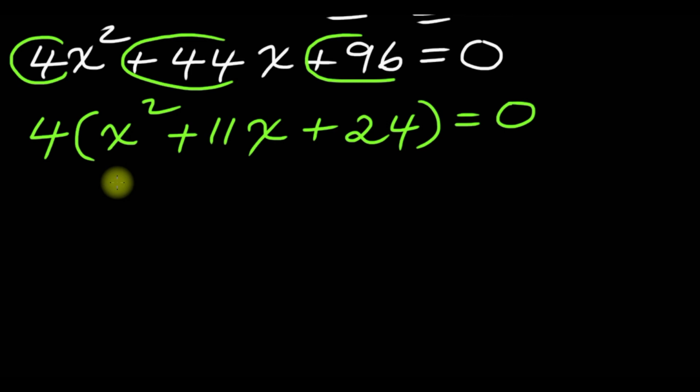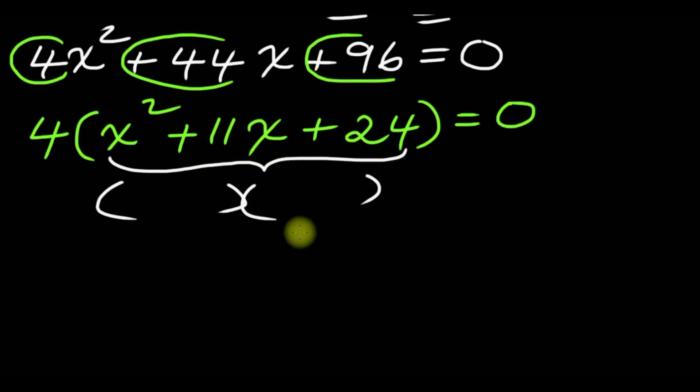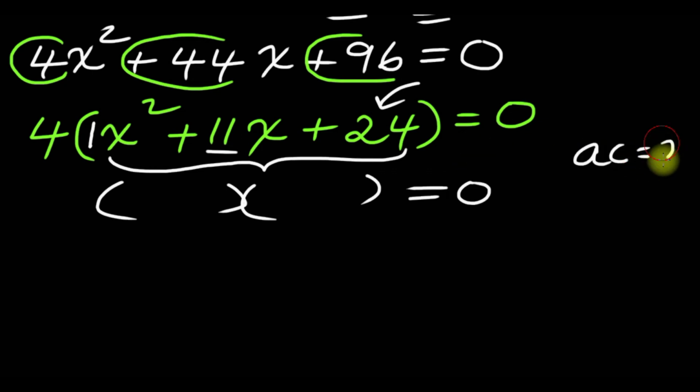Then we're going to continue to factor the trinomial that is inside the parentheses. We're going to factor that into two binomials. So you need to come up with factors of 24 that, when you add them, you get 11. You see your AC: A times C is 24, and your B is 11. So the two numbers have to do with 8 and 3.